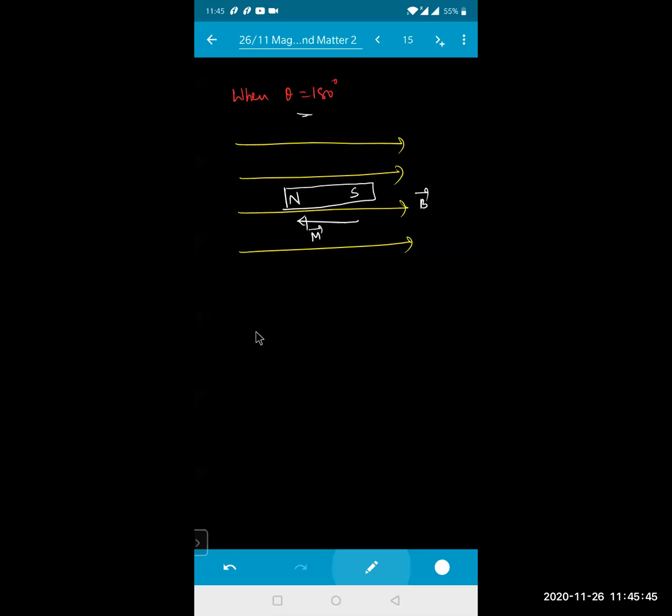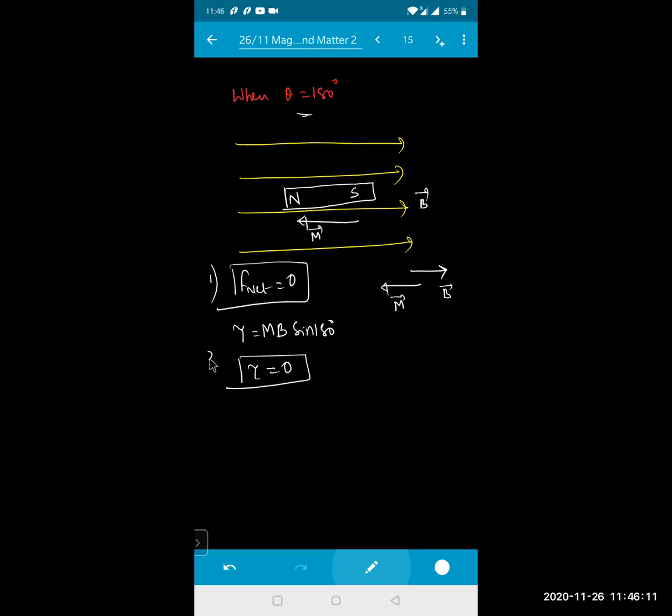So the net force will be equal to how much? But again, F net will no doubt be equal to 0. Torque will be equal to mB into sine of 180. See, B bar comes in this direction, magnetic moment M bar is in this direction, the angle between them is 180. Sine 180 is 0, so the torque acting on this one will also be equal to 0. Net force is also equal to 0. This is the first point, this is the second point.